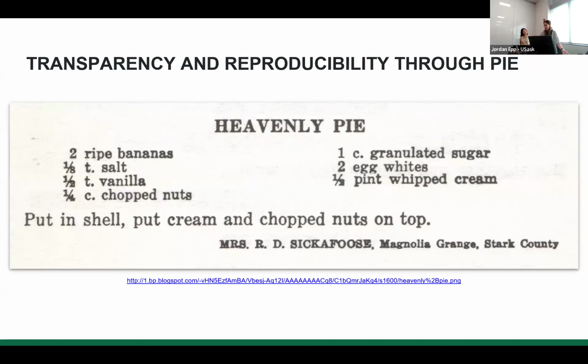Okay, so this is an example showing how managing your data well can be equivalent to writing a good recipe. On the slide, we have this recipe for heavenly pie. This is a real recipe that my colleague found. We can see on the screen a list of ingredients and some instructions at the bottom there. Does anyone see what might be wrong, or what hurdles you might run into if you were to try and make this recipe yourself?